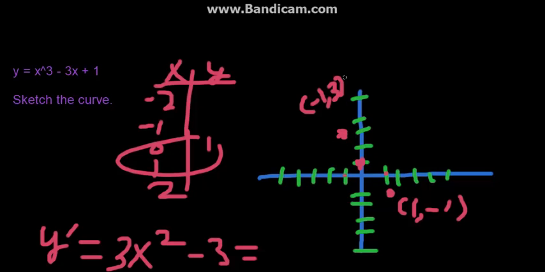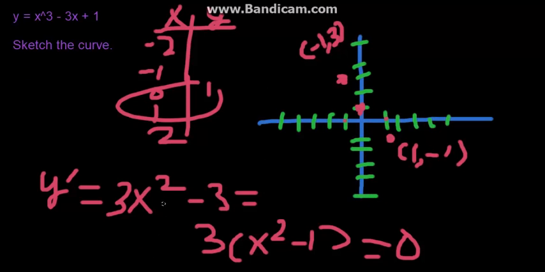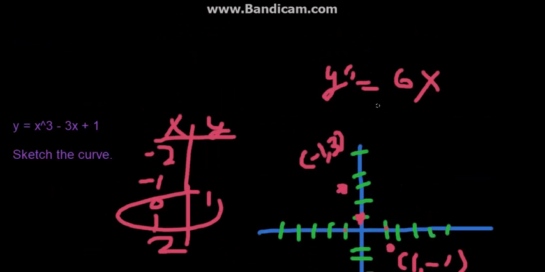Okay. So I'm going to do, I guess I'm skipping a step, but hopefully you can see why I'm doing it. Y double prime, the second derivative, is 6x, because the derivative of this is just 6x, because this is a constant.